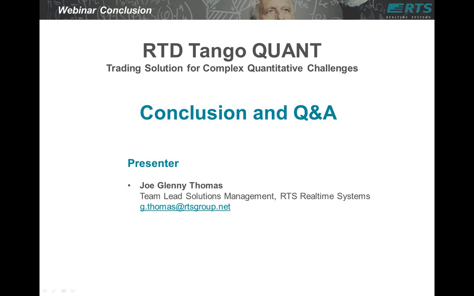There's one question, and the question is if we can use multiple machines for optimization. Yes, you can use multiple machines for optimization. We have an extension called the Optimization Distribution Network, where you can use multiple machines, set it up.